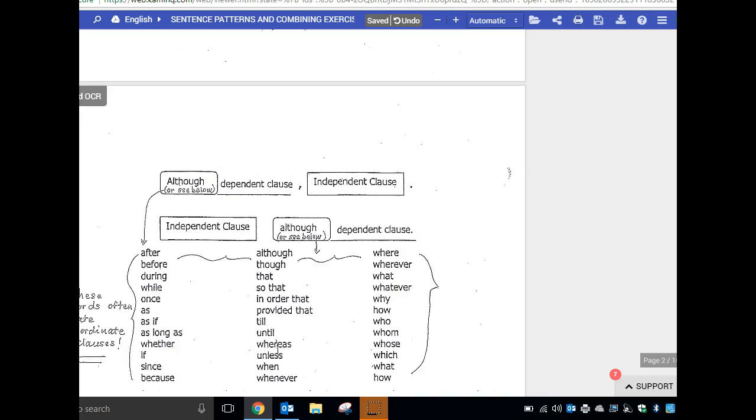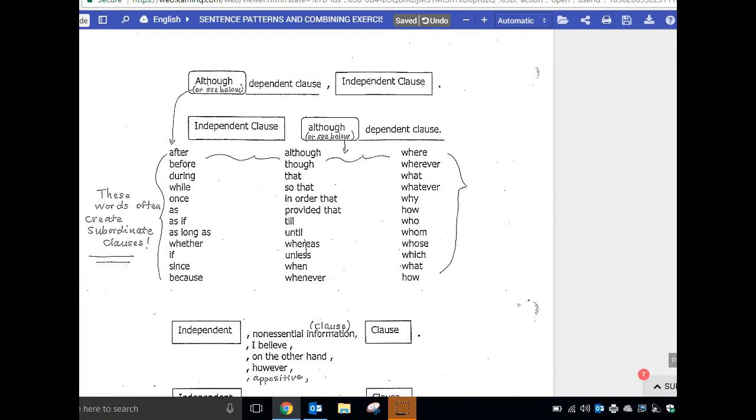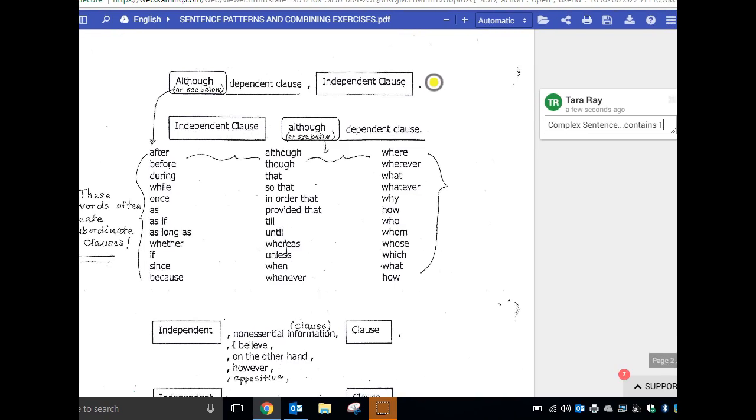Okay, this is our last type, and I'll go over all of this again in class, but this is a good introduction, okay? All right, this type of sentence is called a complex sentence. Notice that it is the only type of sentence that contains one dependent clause and one independent clause. Okay, we talked a little bit about this the other day.